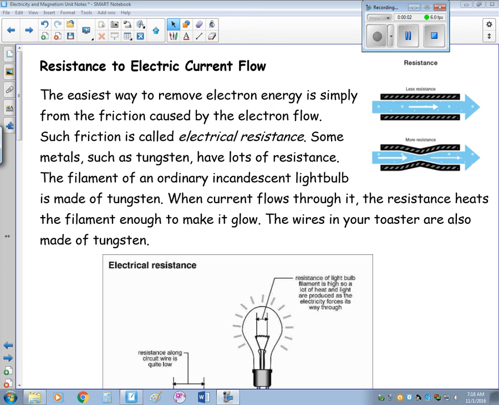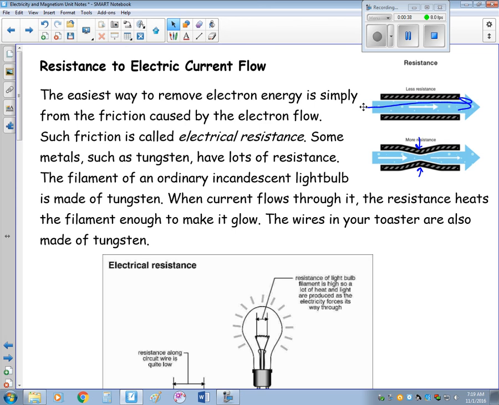This is video 2 for the electricity and magnetism unit. The easiest way to remove electron energy is simply from the friction caused by the electron flow. Such friction is what we call electrical resistance. Now, if we think in terms of water, this would be like letting water go through a pipe versus having a bend in a pipe. This would create more resistance because it would create more friction in the water itself.